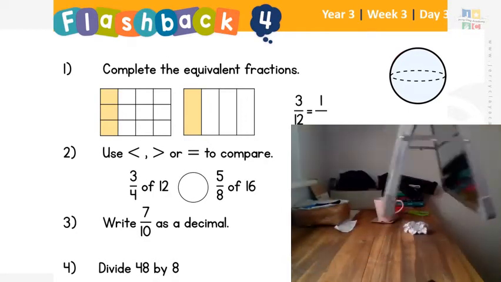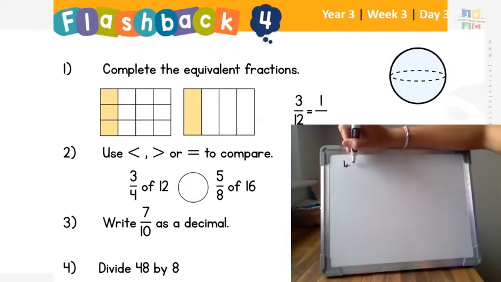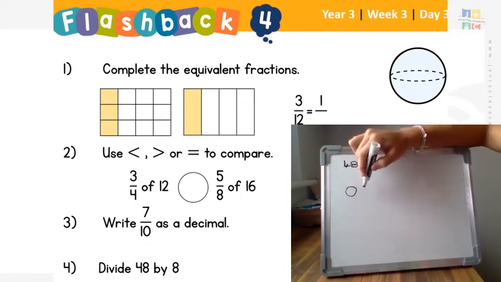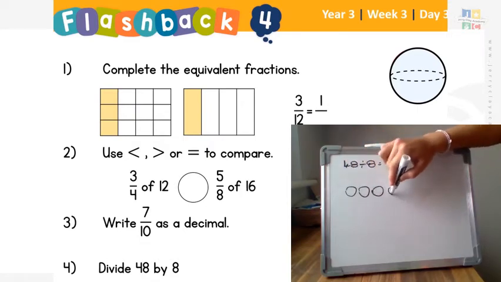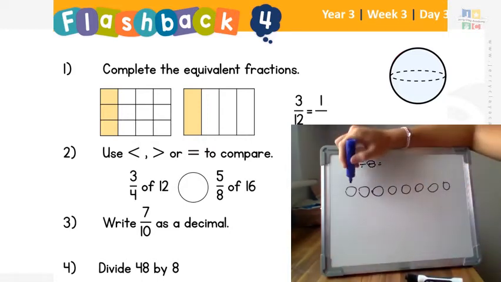Okay, and finally, our last question was 48 divided by 8. You could have just written out your 8 times table underneath. Alternatively, you could have drawn 8 circles and then shared out 48.